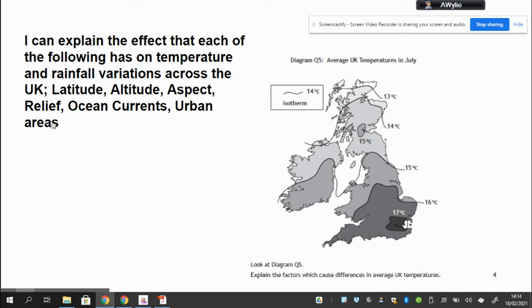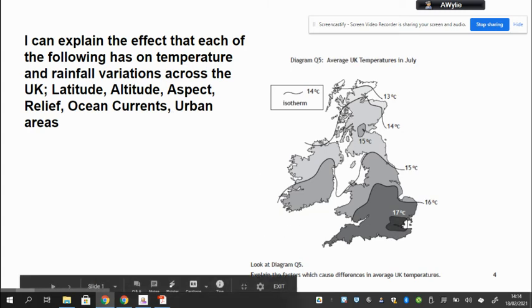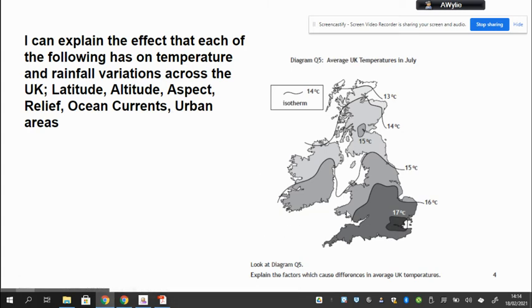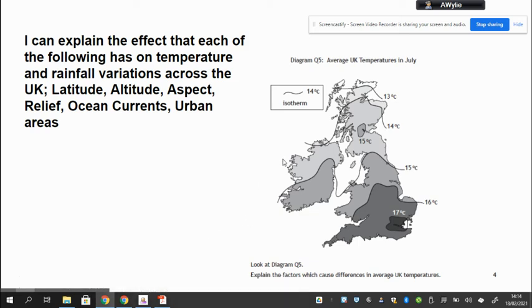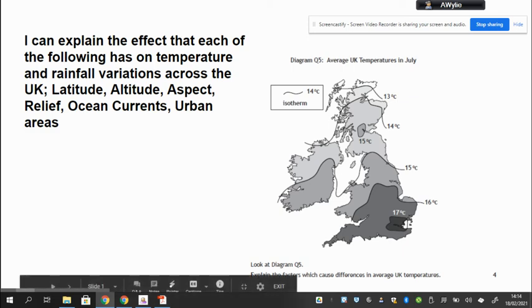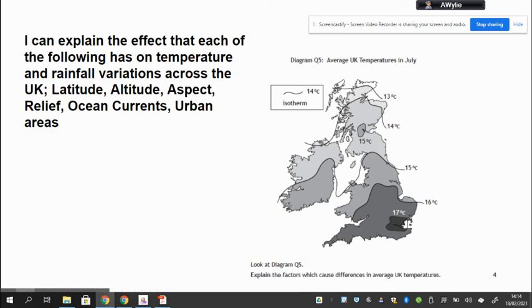Let's have a look at ocean currents. Now, the ocean currents explain why the western side is marginally warmer than the eastern side, because we have the Gulf Stream coming across the Atlantic Ocean where I'm indicating with my arrow. This is a warm ocean current, and this warm ocean current brings with it warm winds. Now, as these strike the western side of our island first, it's likely that the western side will be warmer.